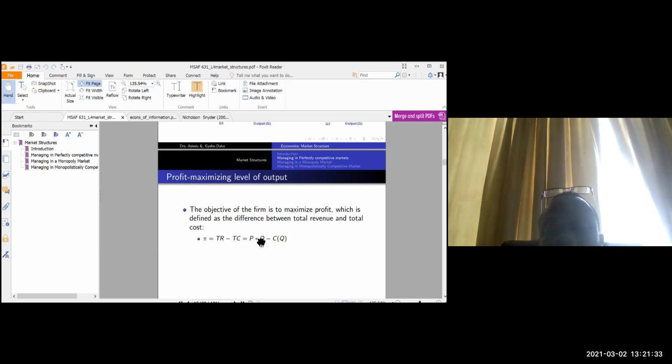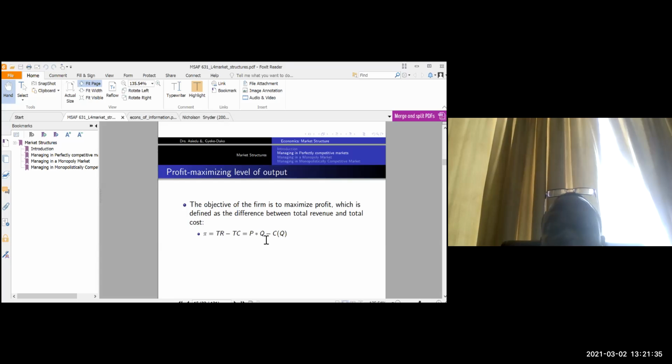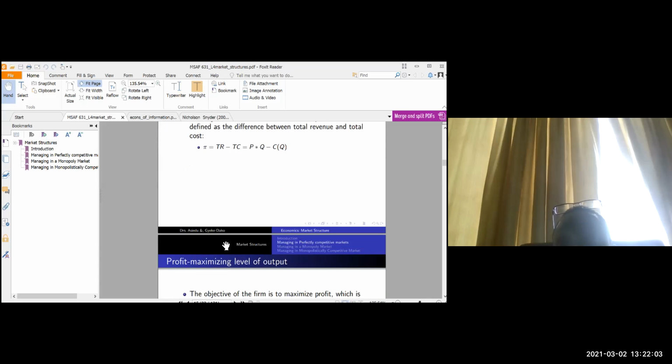What is total revenue? Total revenue is the quantity that you are able to sell times the price at which you sell it. That will give you TR, total revenue. If you sell 100 units at a price of 2 cedis, then total revenue will be 200. And the total cost, we've gone through cost already. Fixed cost plus variable cost will give you total cost. If you take out the cost from your total revenue, that gives you your profits.